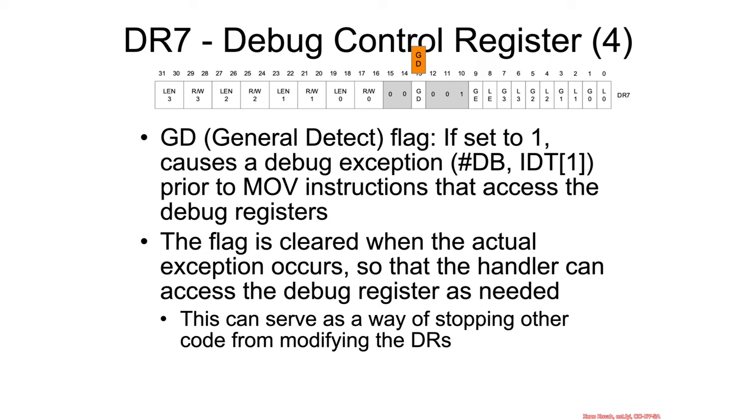Then there is the general detect flag. If this is set to 1, then actually using those move assembly instructions to move into the debug registers to change DR0, DR1, etc., if you move to those registers and this is set, it will actually cause a debug exception in and of itself, an interrupt 1. And so this, in some sense, is used to maintain control over the debug registers. So if the initial debugger gets in there and it wants to set up certain hardware breakpoints, then if some other random piece of software unexpectedly comes along and tries to scribble all over those, this flag being set will cause an interrupt, which the software could then catch and either deny or allow the particular overwrites to the debug registers.